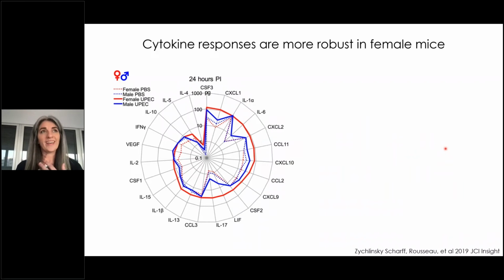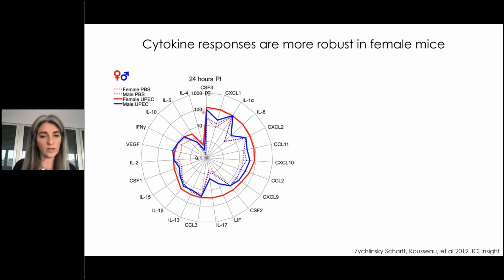So to get at why this might be, we looked at the very early immune responses, and we know in female mice, the cytokine response peaks at about 24 hours post-infection. So what we did first is we took these same bladders that we ground up to assess how many bacteria were present, and we also asked what cytokines are present. What you're looking at here is called a radar plot, and these are all of the different cytokines that are significantly differently expressed between a naive female and an infected female.